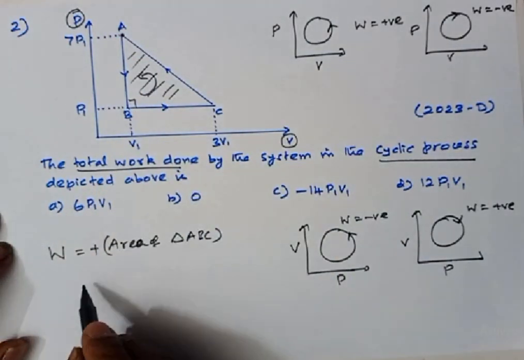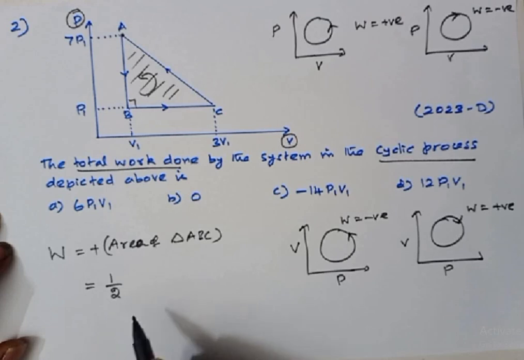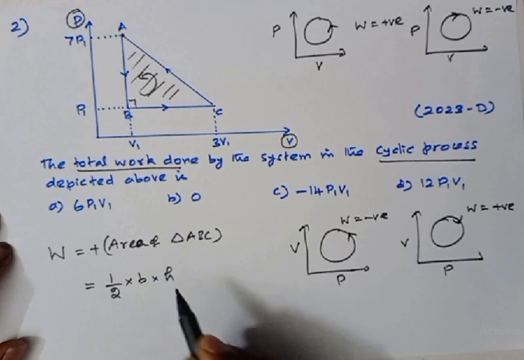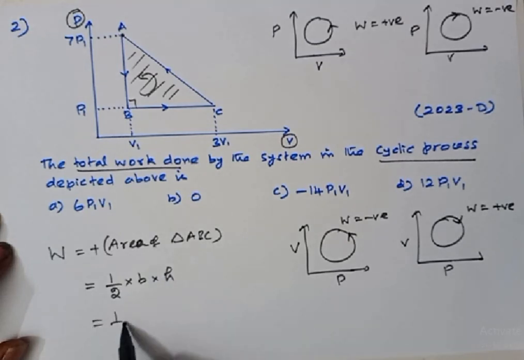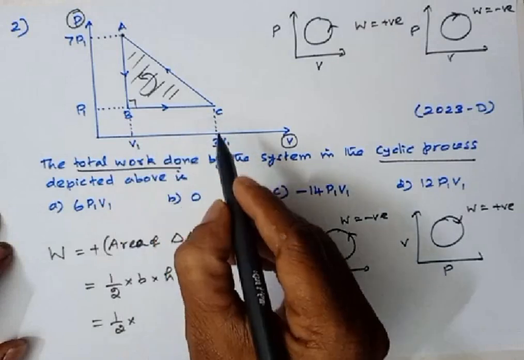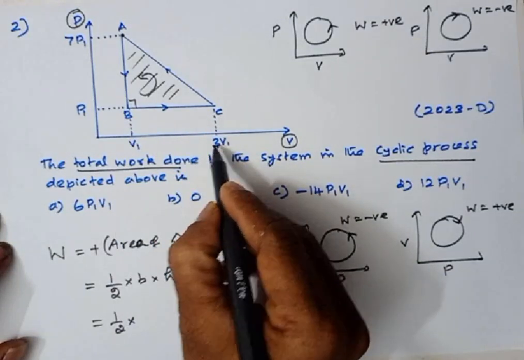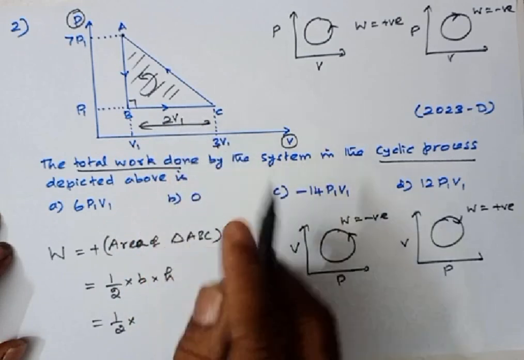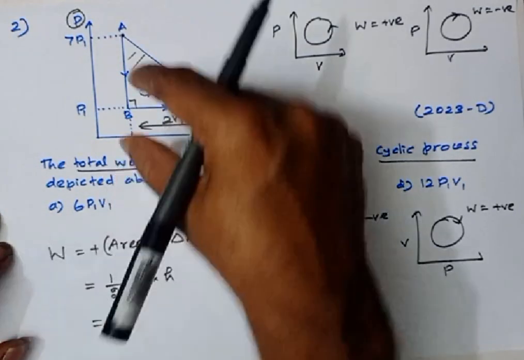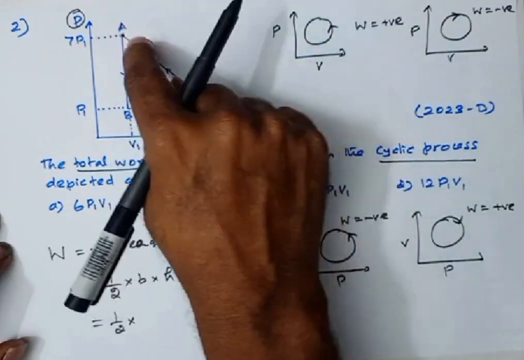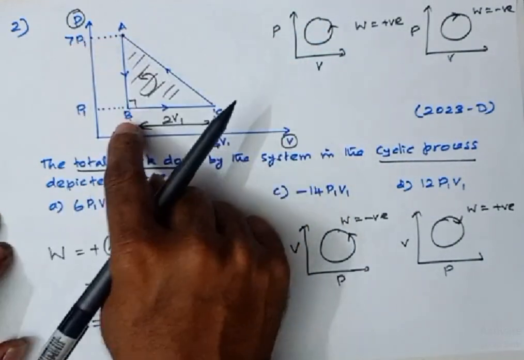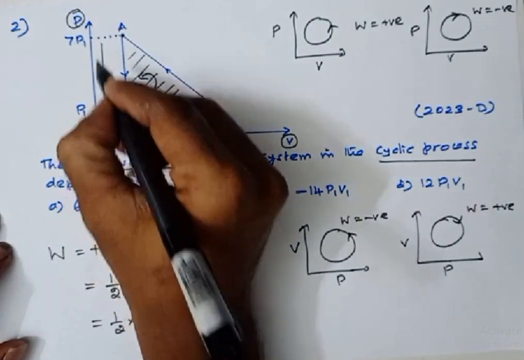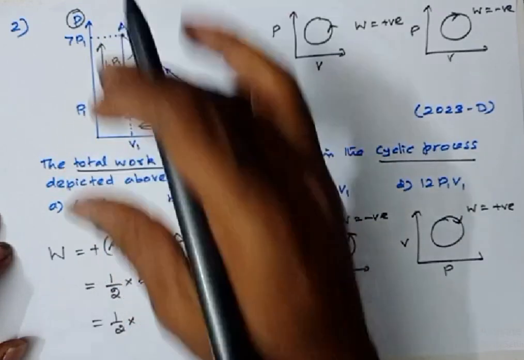Therefore, for a right angle triangle the formula is half into base into height, right? You know very well, half into B into H. What's the base here? See, this volume is 3V1 and this volume is 1V1. Therefore, this difference is 2V1. So 2V1 is the base. And what about the height? 7P1 is the pressure at this point, and pressure at B is P1. Therefore, the difference is 6P1. So 6P1 is the height of the triangle.